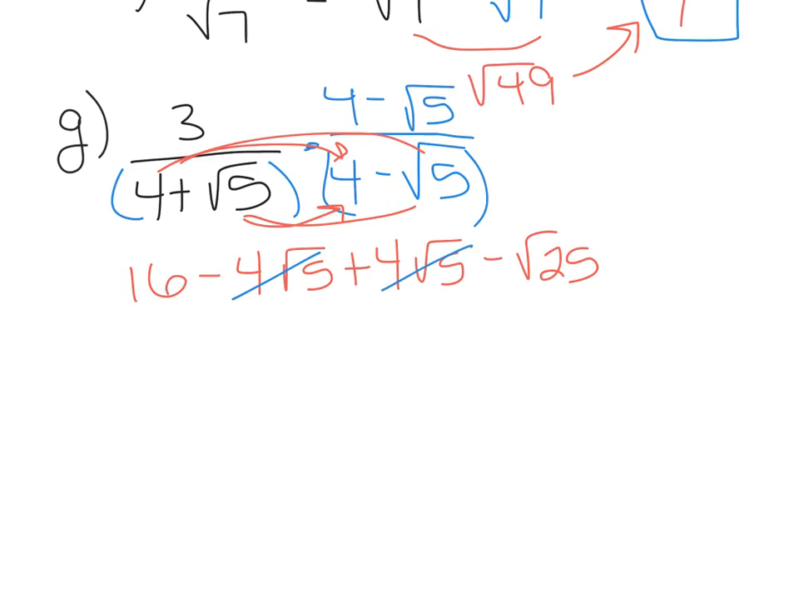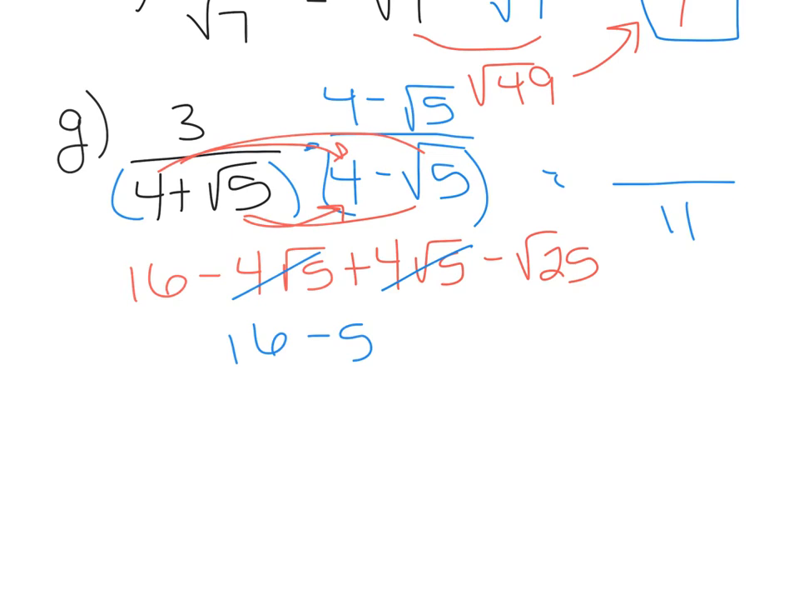These two middle terms cancel, and that should always happen when you multiply conjugates. The two middle terms should always be opposites, and they will cancel. So what you end up here with is 16 minus, and the square root of 25 is 5. So 16 minus 5, which is 11. And that's going to be the denominator, 11.